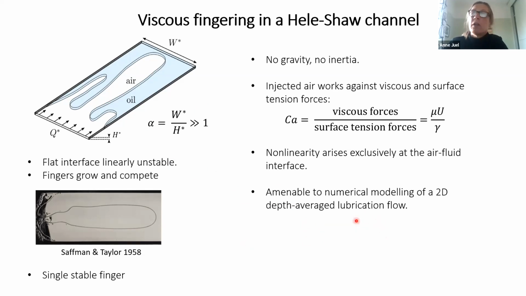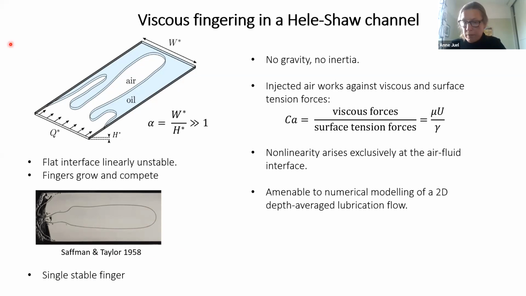So what you're seeing is essentially you start with a flat interface and you inject fluid, and then that interface is linearly unstable, and so you get a series of fingers, and then these fingers grow and they compete, and eventually at long times you end up with a single finger that's steadily propagating, and you see it in the experiment because it's stable. And this is a result that goes back to Saffman and Taylor in 1958.